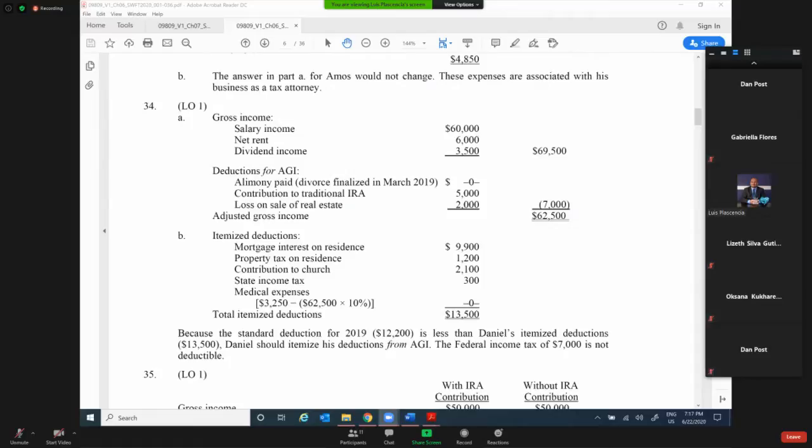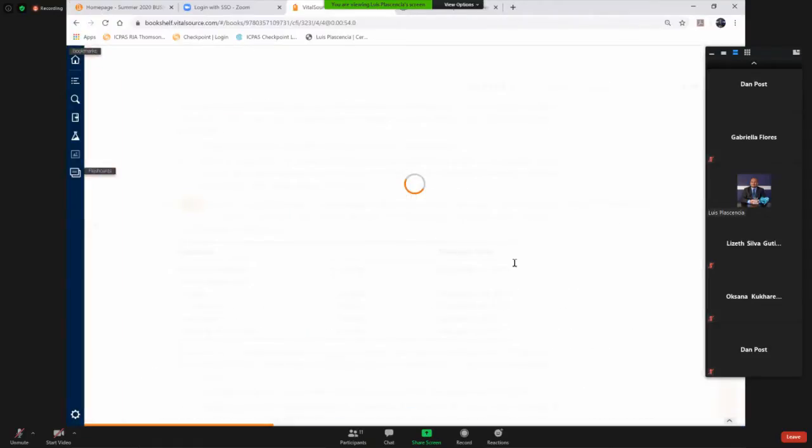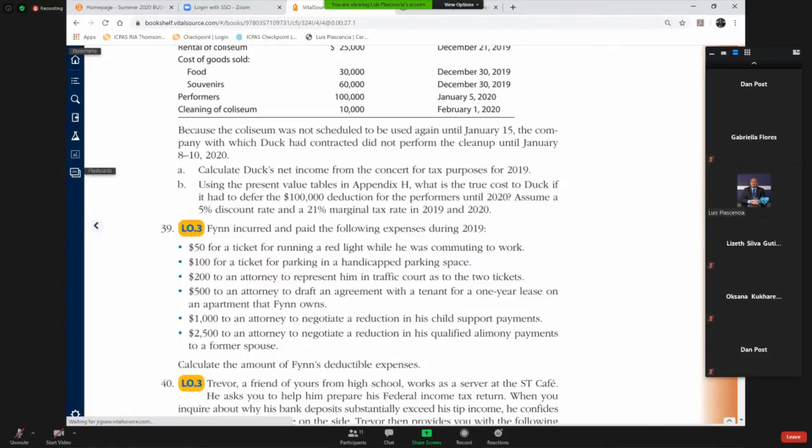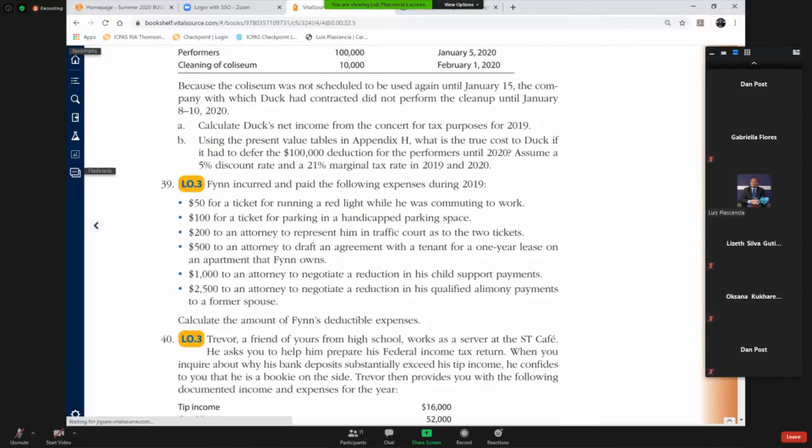Okay. The next one I want to do is, actually, these are pretty interesting. Let's do 39. I don't know if I actually asked you to do this, but this is a very interesting one to think about. All right, so Flynn paid the following expenses for 2019.